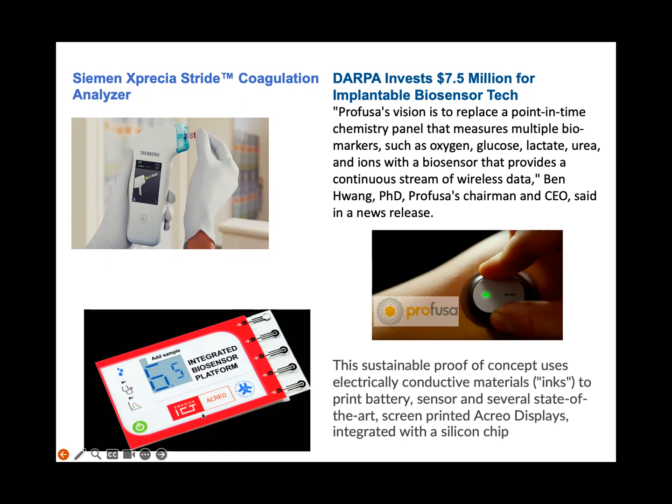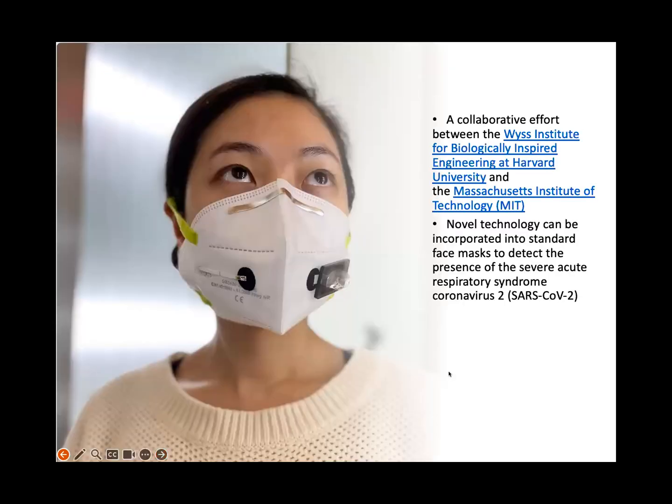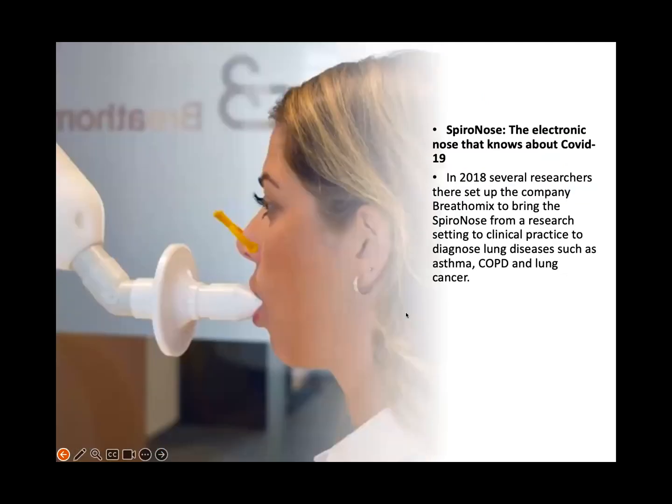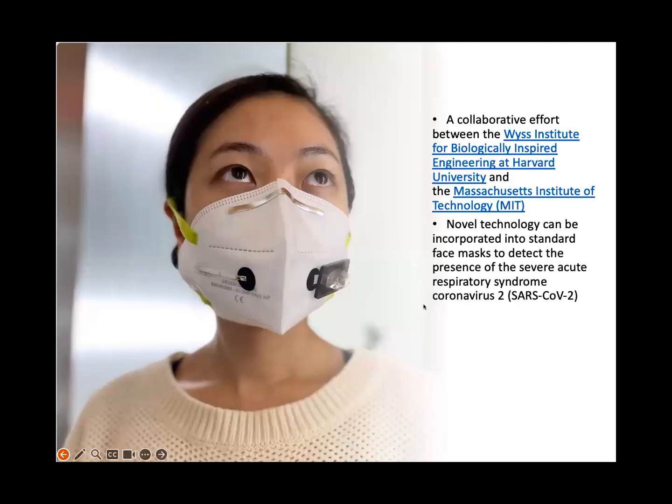So this one is also not in the market. It is under research. Okay, so I think I have shown you the examples of how a mask can be used to detect disease such as SARS-CoV-2. So you can see the strip, this is the strip, that changes colors when it is exposed to your breath. So it's a breath analyzer. All right, so this is an example.